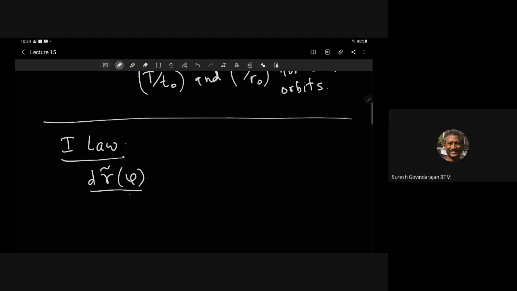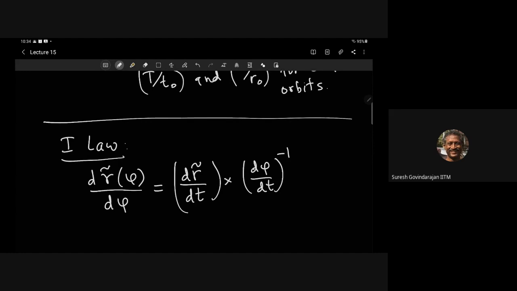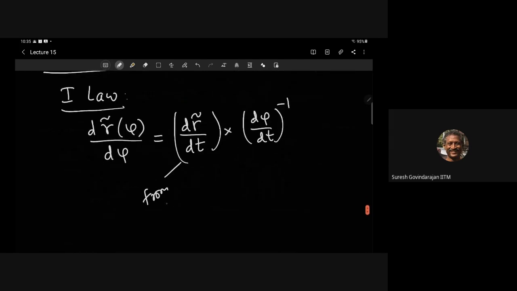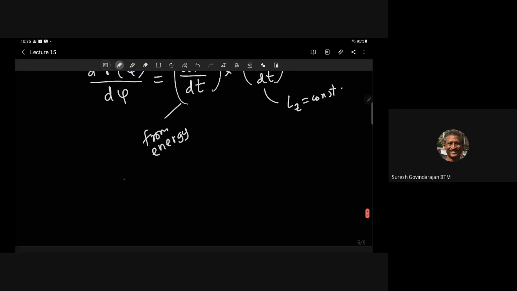So what we will do is we will try to do the following thing. And so dr by dt up to a sign. So we can go back to the f. So this we know from energy. Energy is a constant. You can take a square root, and phi dot we know from Lz equal to constant. So both of them are known. So you can work out what this is, and that's a square root. So both possibilities exist. You can work this out. It's r tilde square.